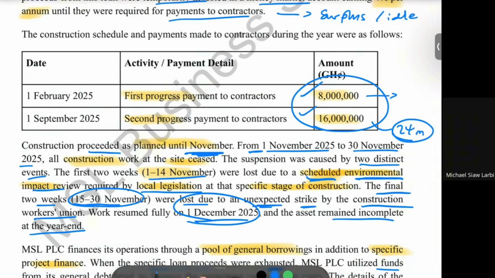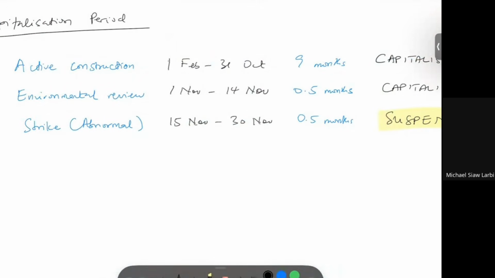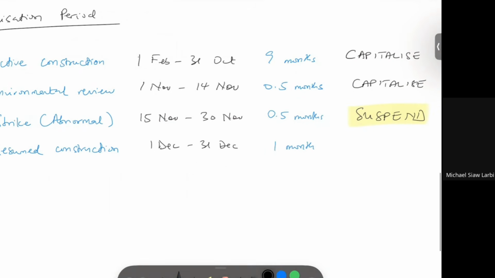at the end. So it means they worked till year end with no interruption. So that is going to be, we'll say, resume construction. That will be from 1st December to 31st December. That's a full month. So this 1 month, this will capitalize.